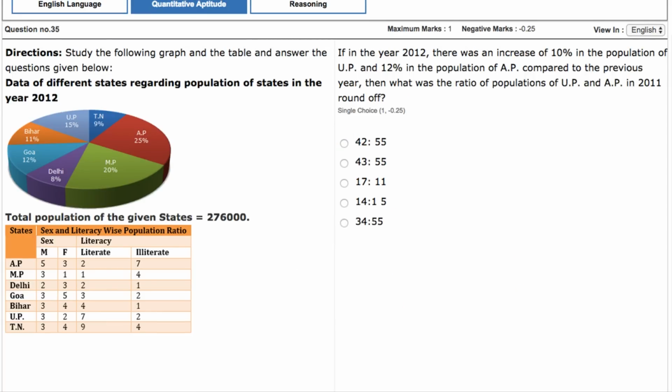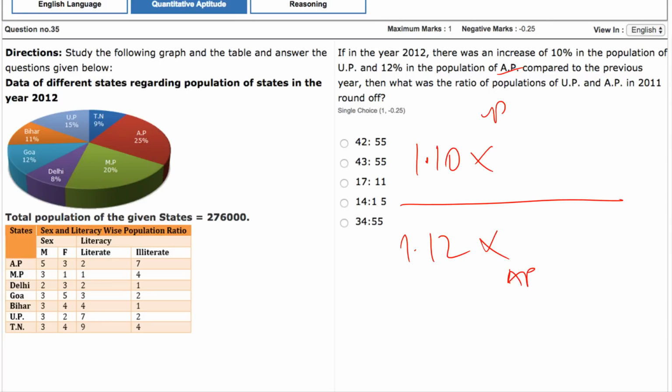Let's quickly see what I can do about this question. Again, looks like a comparison. I think I can do 10% of UP's population increase in 2012, so 10% means 1.1 of the UP's population. UP's population 276 will anyways get cancelled if this is the ratio, and population of AP 12%. So this is increased by 12, this is by 10, this is AP and this is UP. UP is how much total population we are talking about? So this is 15 and AP is 25, right? This is my ratio.